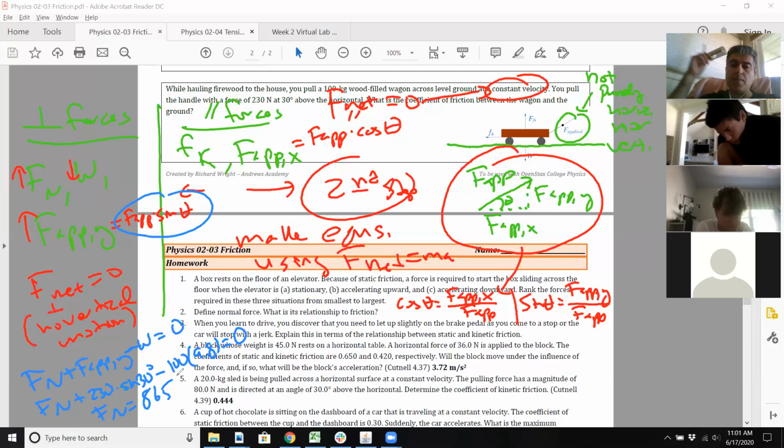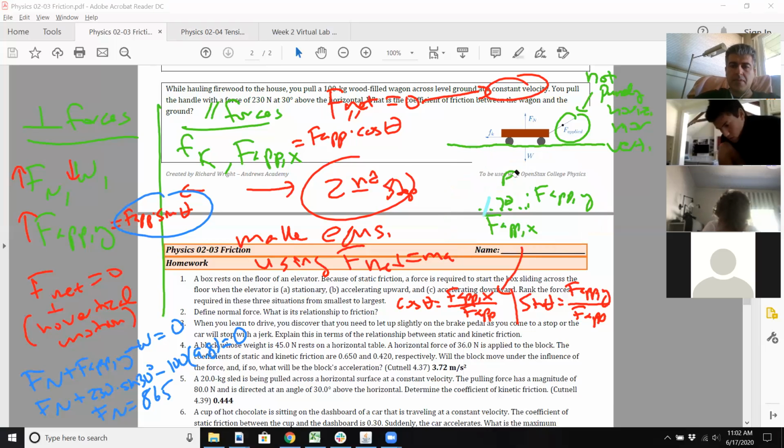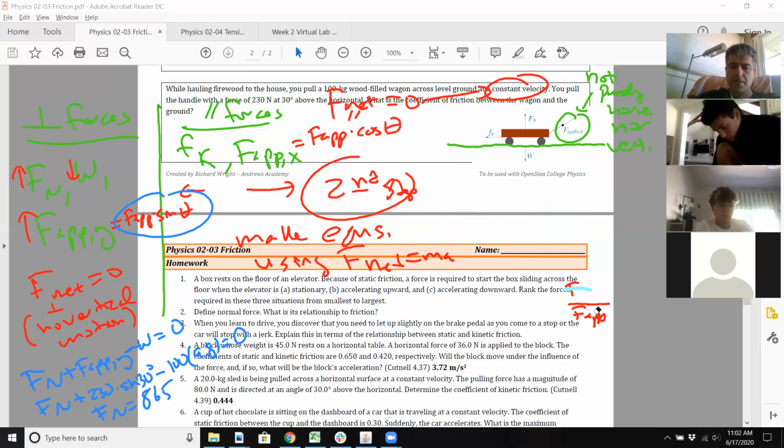Usually Fn does equal mg if you don't have any other vertical forces. Because we had a third vertical force, F app y, I had to take that into account, which is what I forgot to do in my initial analysis. Now let's go to the parallel forces. I'm going to erase some stuff here. We don't need all this anymore. Okay, we'll stick with blue.